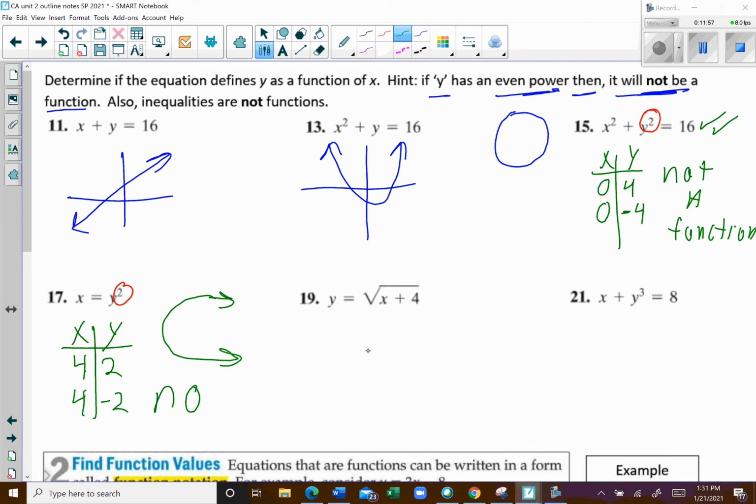If you want to know what this one looks like, I'll graph this how it looks. It looks like half of a parabola on its side. So it kind of looks like number 17, but it's only half of it. So it would qualify as a function. You can see that it would pass the vertical line test.